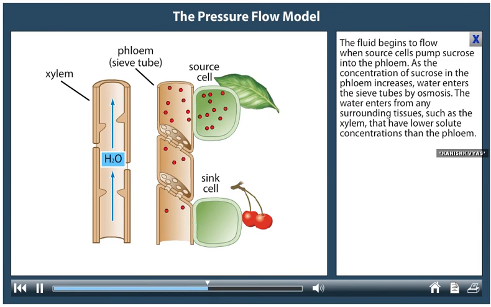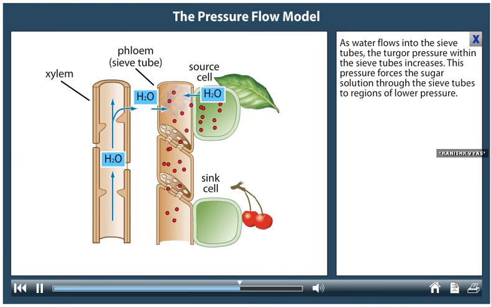The fluid begins to flow when source cells pump sucrose into the phloem. As the concentration of sucrose in the phloem increases, water enters the sieve tubes by osmosis. The water enters from any surrounding tissues, such as the xylem, that have lower solute concentrations than the phloem.